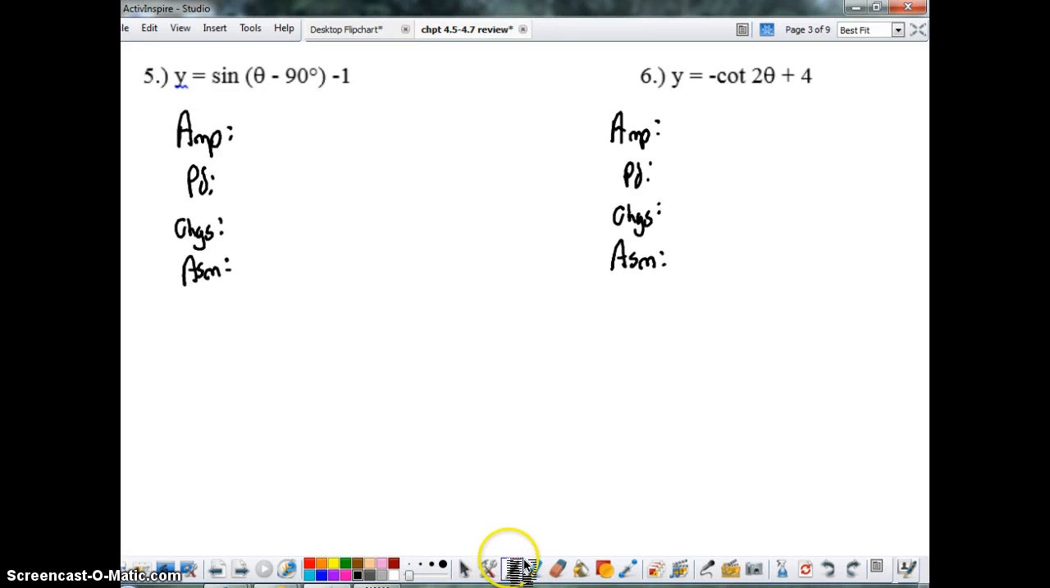This is Unit 6, Pre-Calculus, Chapter 4, really sections 4.5 through 4.7. This is the review. I'm going to do numbers 5 through 8.